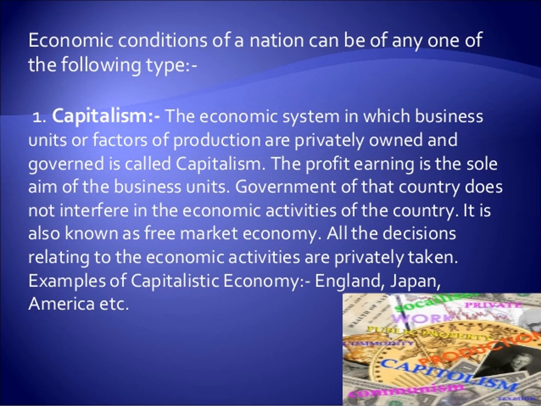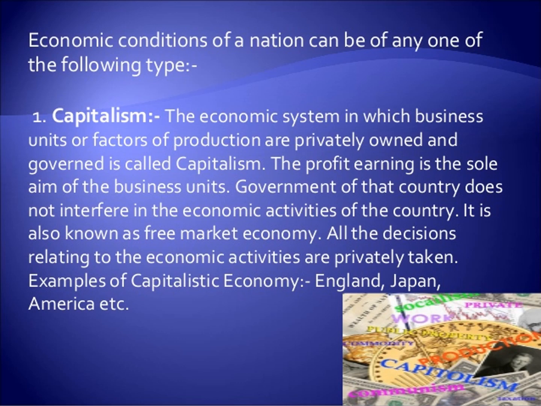Economic systems of a nation can be of any one of the following types. First one is capitalism. The economic system in which business units or factors of production are privately owned and governed is called capitalism. Profit earning is the sole aim of the business units. Government of that country does not interfere in the economic activities of the country. It is also known as free market economy.